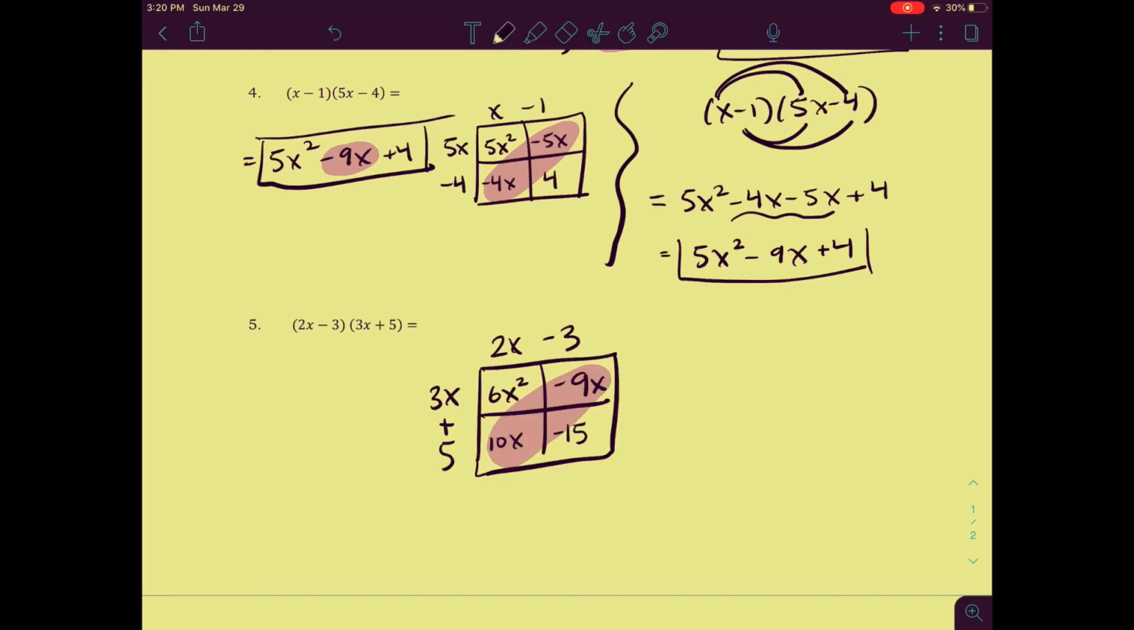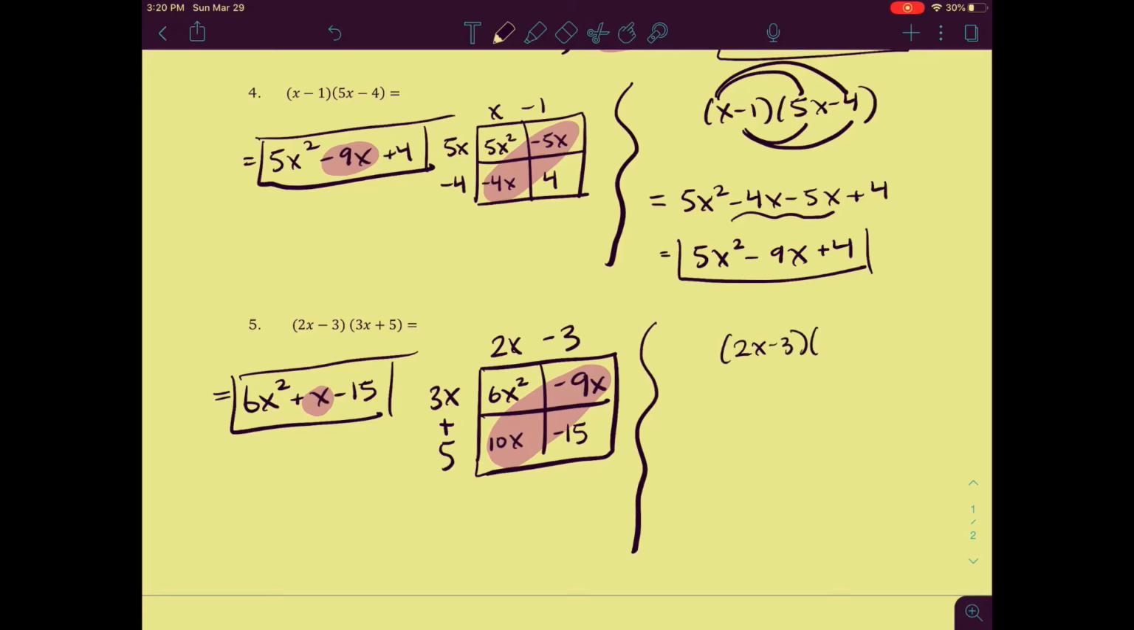Now I know that these are going to be my like terms that I'm going to combine. So 6x squared stays the same. When I combine 10x minus 9x, I end up with just positive x. And then lastly, I get minus 15. And this would be your final answer. And then we just color this x so you can see where I got that from. If you got that right, very good job.